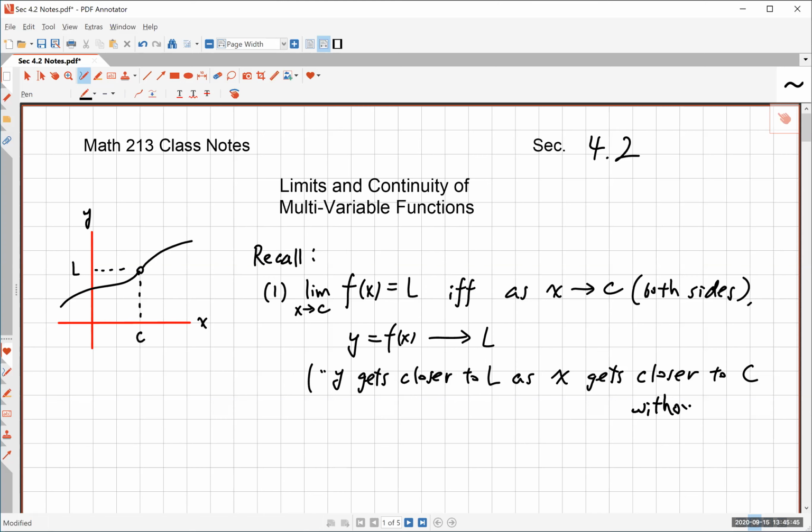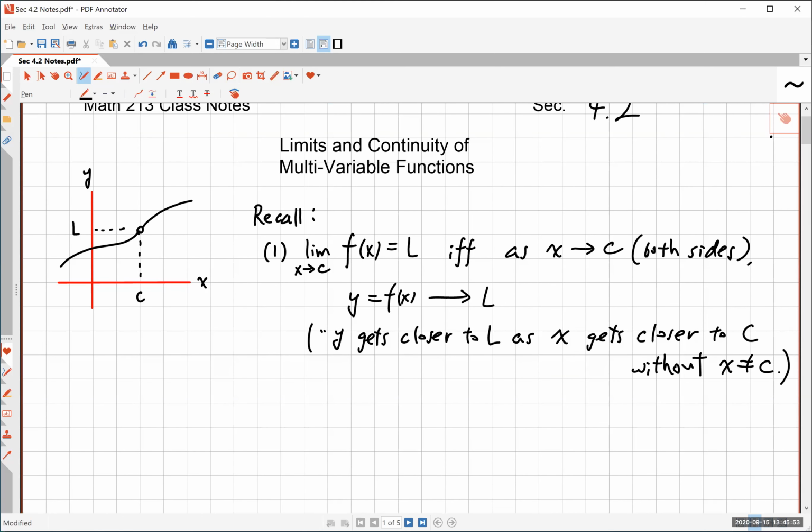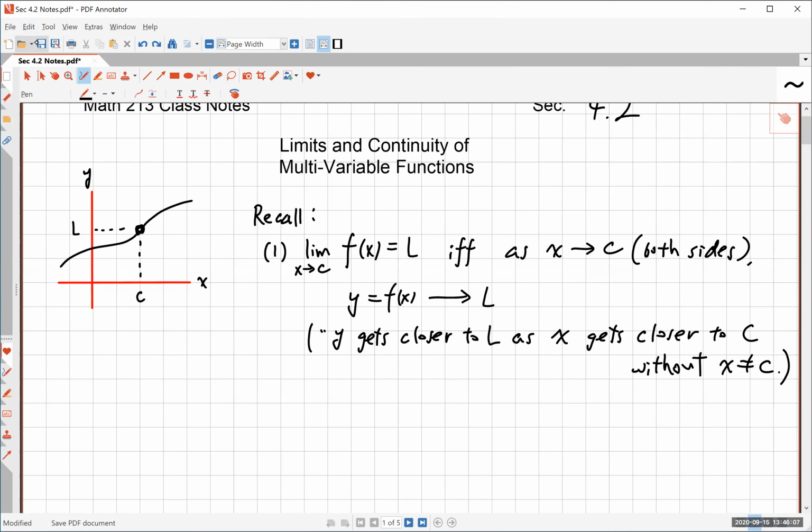And again, an important thing here: without x being exactly equal to c. We don't care what happens when x is exactly equal to c. So for all we care, we don't have to have this point filled. It could be filled, but it doesn't have to be. It could have an empty hole there, and the limit of f of x as x approaches c is still L in this picture, even if there's a hole. So it doesn't have to be continuous to define a limit. In fact, f of c in this case is not even defined. f of c has no value of y because there's a hole.